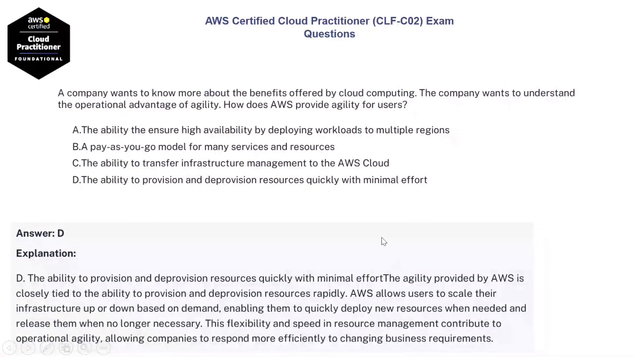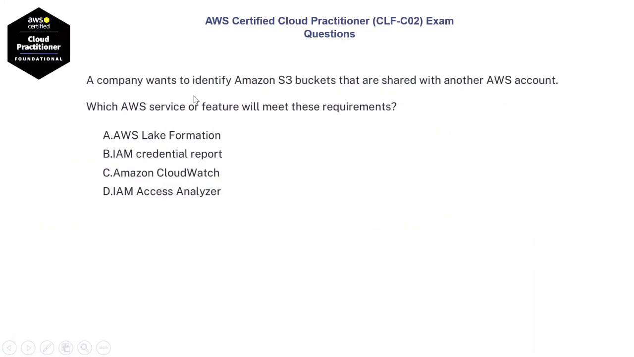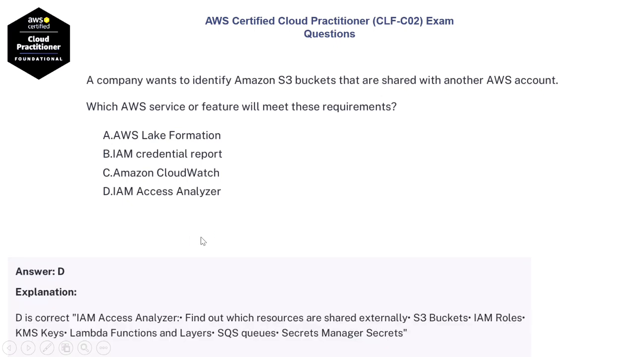Next question. A company wants to identify Amazon S3 buckets that are shared with another AWS account. Which AWS service or feature will meet these requirements? Option A, AWS Lake Formation. Option B, IAM Credential Report. Option C, Amazon CloudWatch. Option D, IAM Access Analyzer. The correct answer is option D, IAM Access Analyzer.